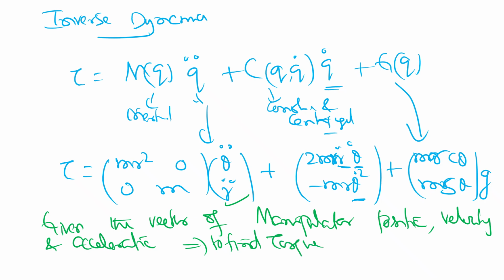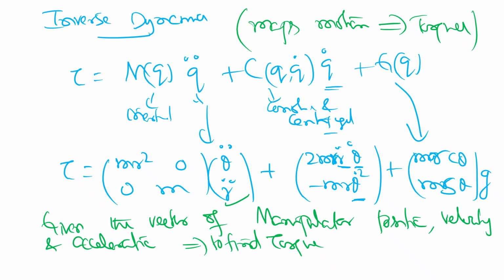So what it does, it maps motion to torques. Motion means velocity and position. In inverse dynamics, the givens are manipulator position, velocity, and acceleration. With that, we'll be able to find out the torque. So it maps motion to the torque. Then just the opposite is forward dynamics.